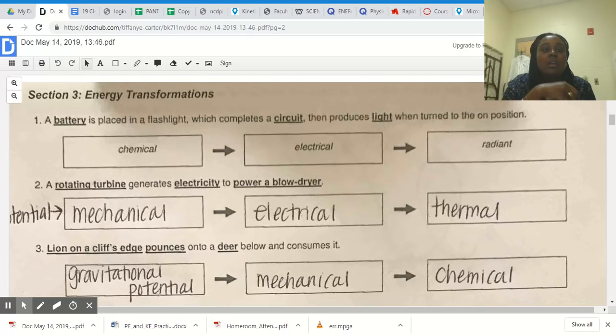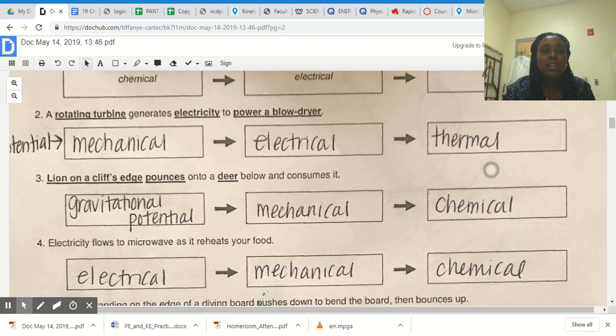So number 1 says a battery is placed in a flashlight. So we know a battery is chemical energy. Bingo, easy. Which completes a circuit. So circuits are electrical, then produces light. So light, this would be radiant, electromagnetic. So remember, light travels in rays. So rays are going to be electromagnetic energy for number 1.